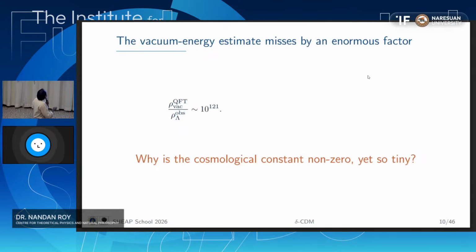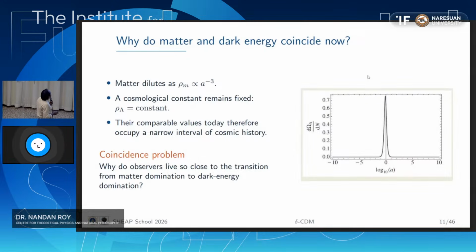So I already explained what the cosmological constant problem is. The value you observe and the one you calculate differ by the order of 10 to the power 120. So this is huge. And this is the coincidence problem.